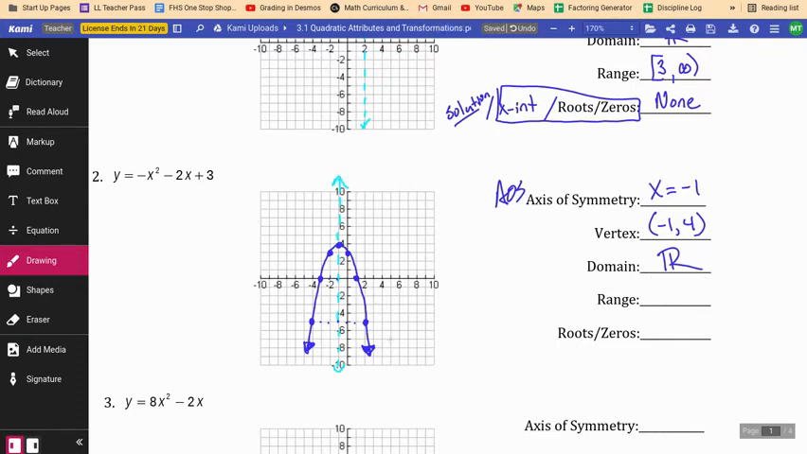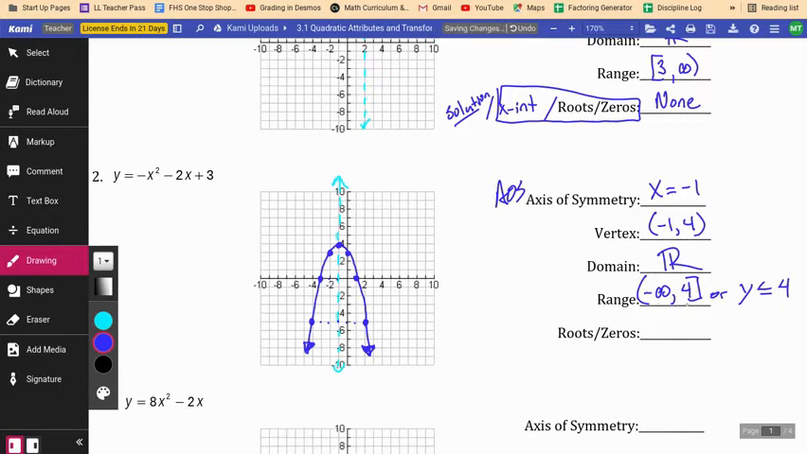The range: how low do I walk? If I'm going down, I'm approaching negative infinity. How high do I go? Well, the highest point is up here at the vertex, which is at positive 4. So it goes from negative infinity to positive 4. Whoops, that should have a bracket. So we can write it that way, or we can simply say y is less than or equal to 4. Either way. And then I'm looking for my roots or my x-intercepts, also known as zeros or solutions.